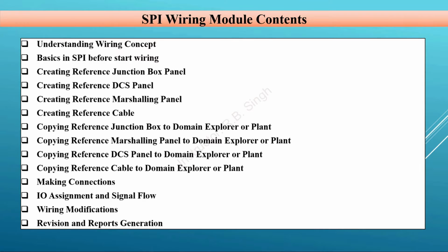After that, IO assignment and signal flow, and then wiring modifications. Sometimes we need to make some modifications in wiring, and we will see that in that part. In the last part we will make the revision and report generation. So let's start with understanding the wiring concept.